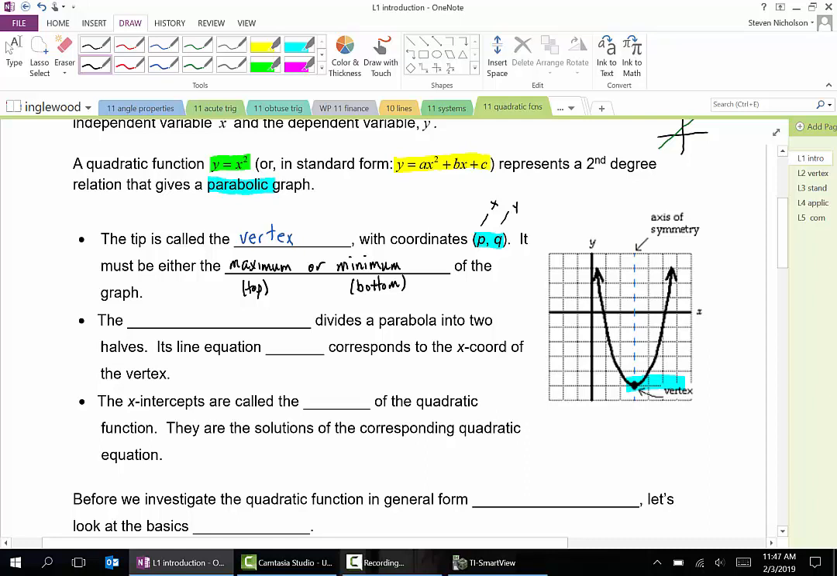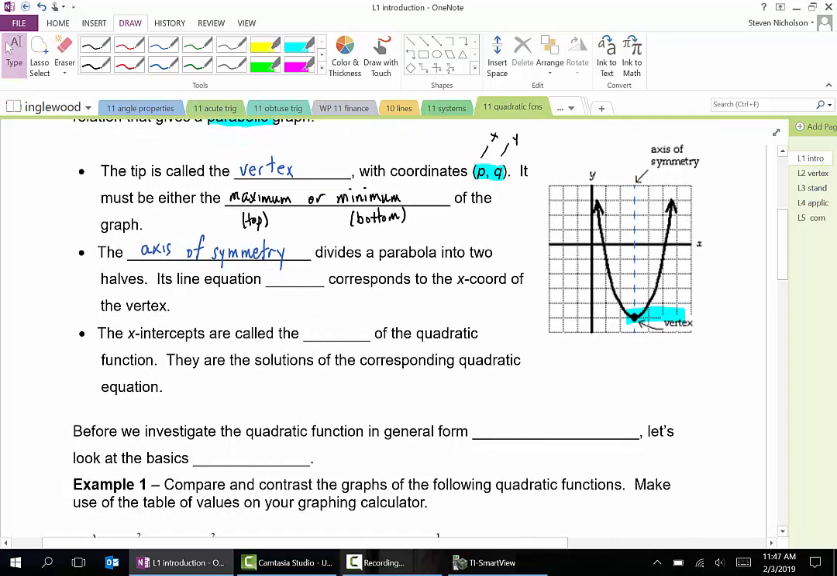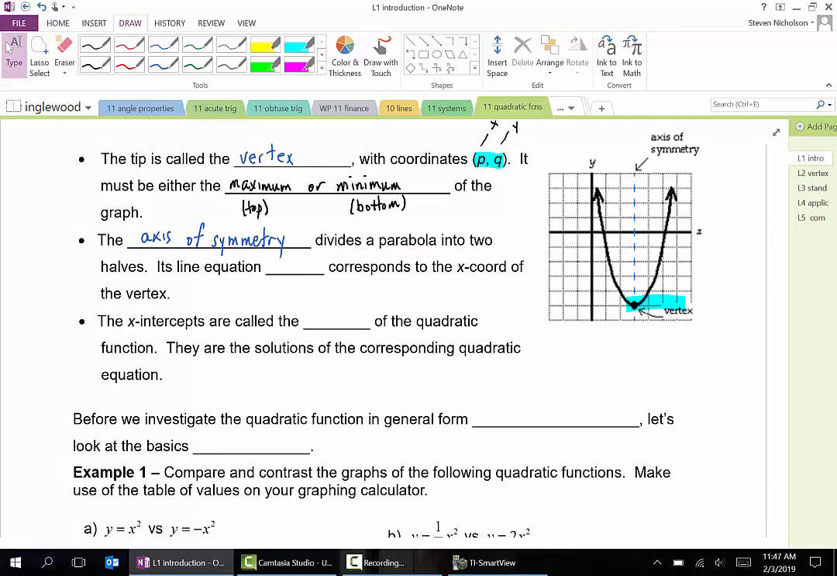The axis of symmetry divides the parabola in half. The nice thing about a parabola is it's symmetrical. If you know something about one side, you know something about the other side. If you know one coordinate on the right-hand side of the axis of symmetry, then you can find its matching coordinate on the left-hand side. The equation of the axis of symmetry is x is equal to p. And remember, the coordinate of the vertex is p comma q.